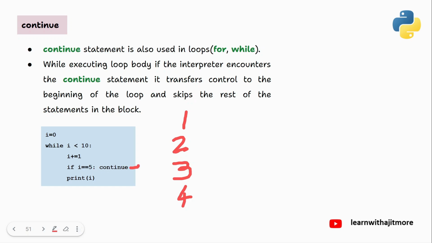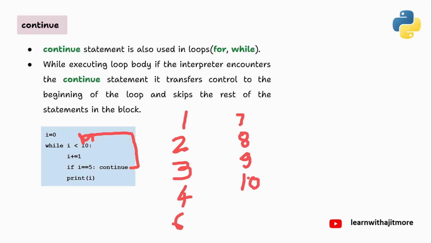Yes. Continue. Continue means direct condition checking. It will skip the printing. Directly to the beginning. Okay? Is 5 less than 10? Yes. Make it 6. Is 6 equal to 5? No. Print 6. Now everything after this will be printed: 6, 7, 8, 9 and 10.